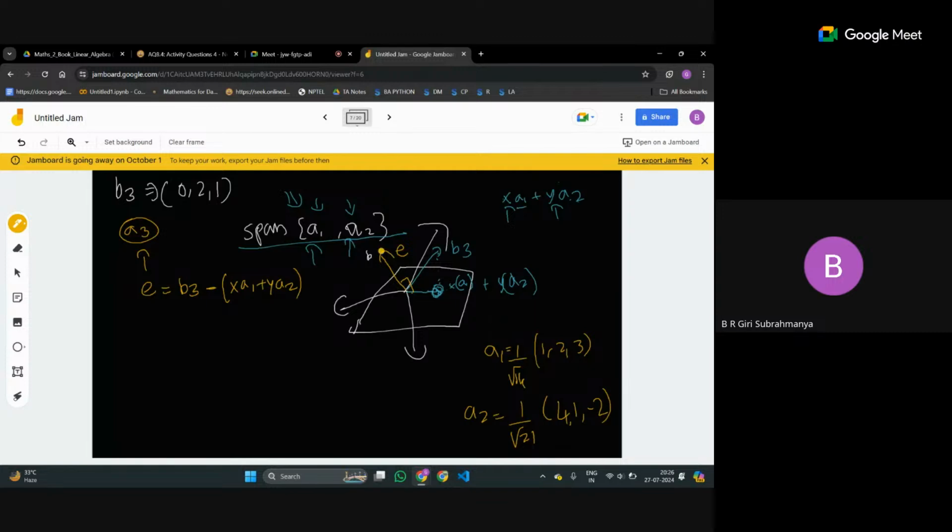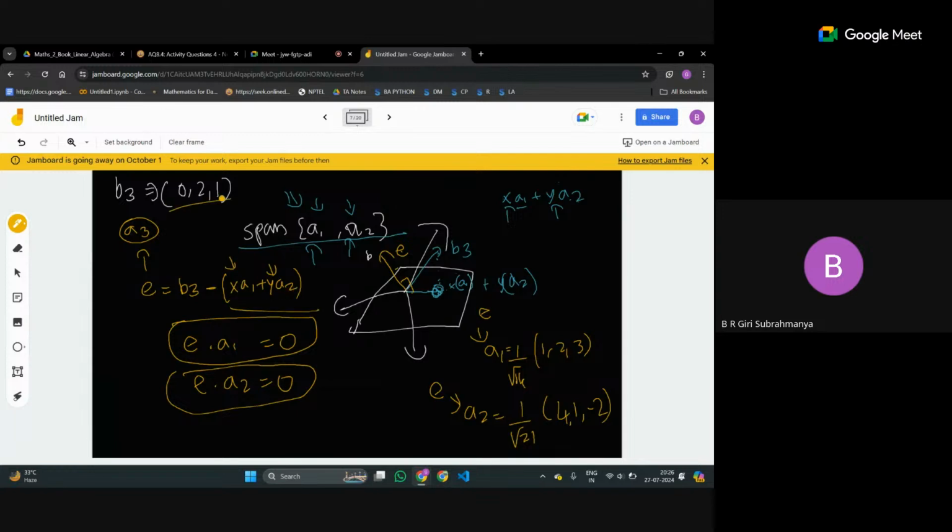Now what do we mean by saying this is going to be orthogonal to this plane? Your error vector is going to be orthogonal to A1. It is also going to be orthogonal to A2. So E dot product with A1 is going to be 0, and E dot product with A2 is also going to be 0, right? So we are going to use this property to find the unknown x and y. If we know x and y, then we can find this part. We know what B3 is, so we can subtract these two to get the error vector. This is what we are going to do. But for doing this, I'm not going to use this 1 by root 14, 1 by root 21.